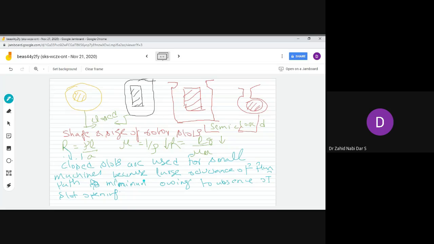For medium and large size machines, semi-closed slots are used. These two types of slots that you have seen here are used for medium and large size machines. Semi-closed slots are used.